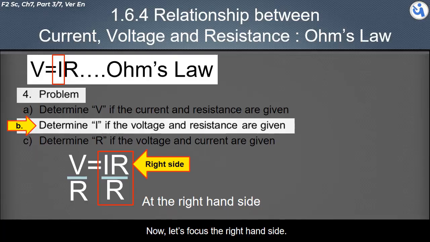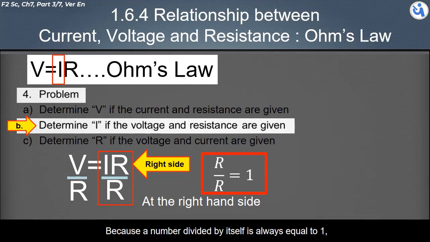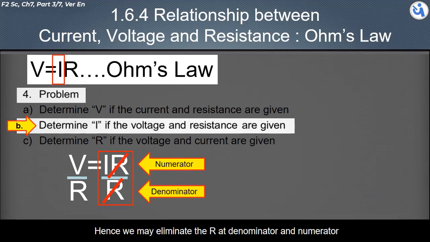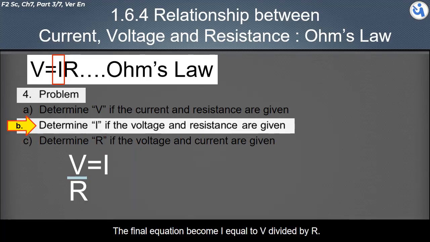Now, let's focus on the right-hand side. When R divided by R, it is equal to 1, because a number divided by itself is always equal to 1. For example, 5 divided by 5 is 1. Hence, we may eliminate the R at the denominator and numerator. At the right-hand side component of the equation, the final equation becomes I equal to V divided by R.